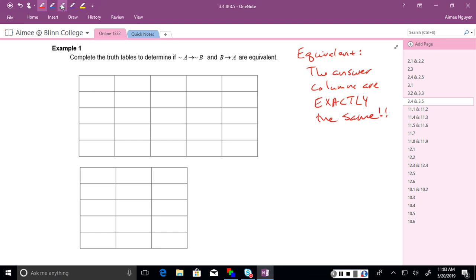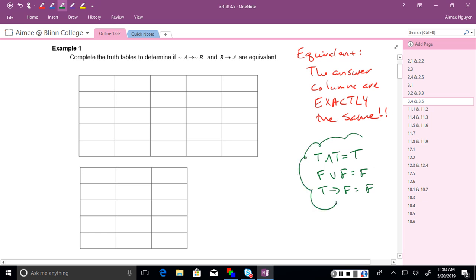So just so we remember, since it might have been a couple of days, let's remember our truth tables. So I have true and true equals true. I have false or false equals false. And if I have starts true, ends false, equals false. So these are the three big ones, right? Make some flashcards, make sure you remember how those work. So here we go. So in my first truth table, we're going to do the not A, then not B.